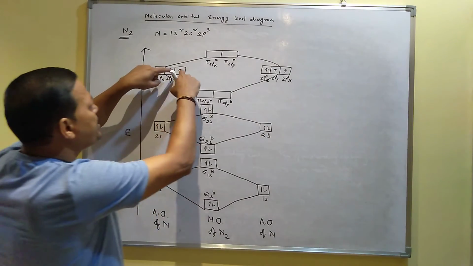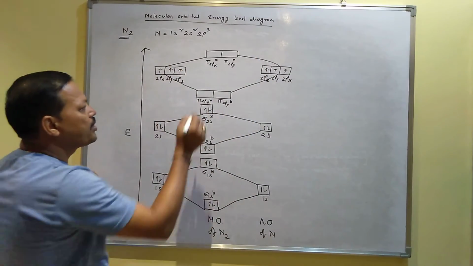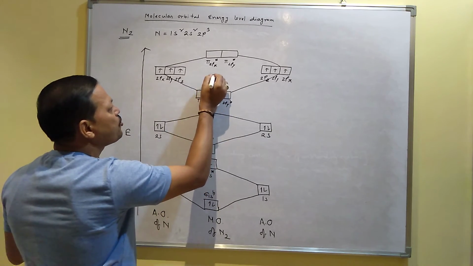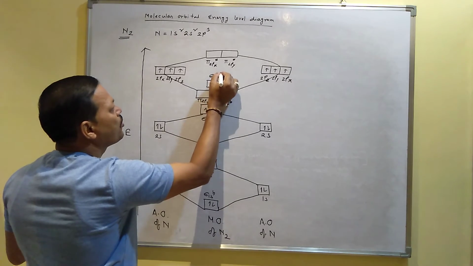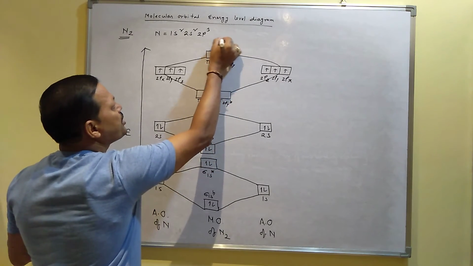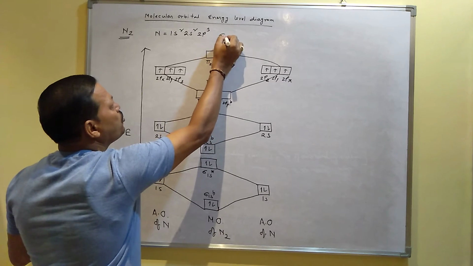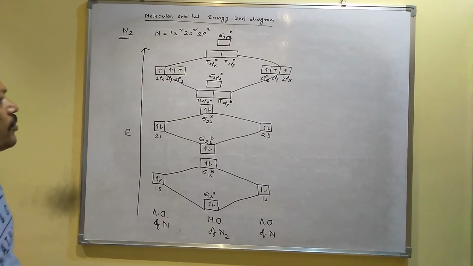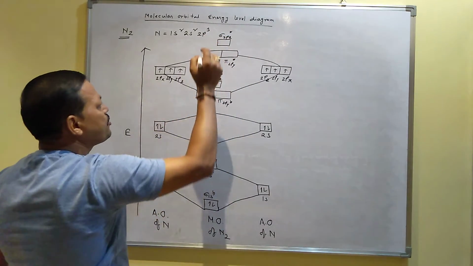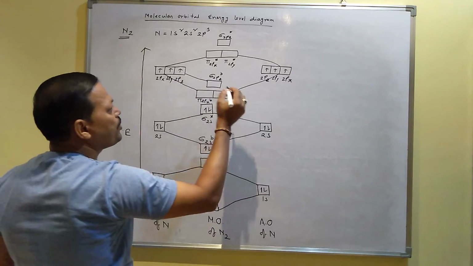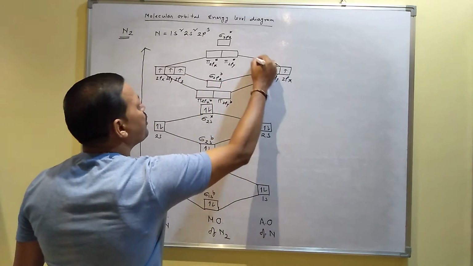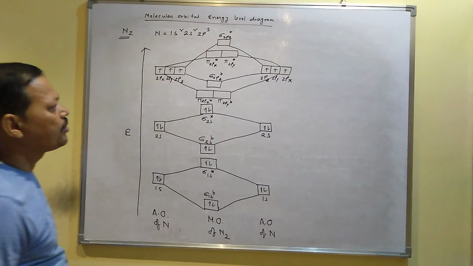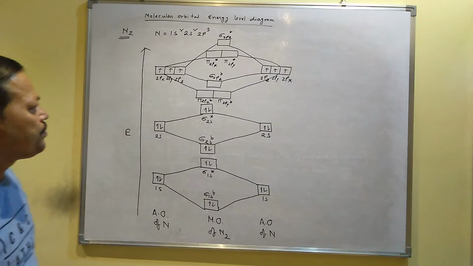And 2pz and this 2pz, they form sigma. Sigma has higher energy, that's why you have to write it here. This orbital is called sigma 2pz bonding and this is your sigma 2pz anti-bonding. So this sigma 2pz and sigma star 2pz are formed by the 2pz orbital, that's why you combine it with this 2pz orbital. Only for combination I have drawn this 2pz on this side.